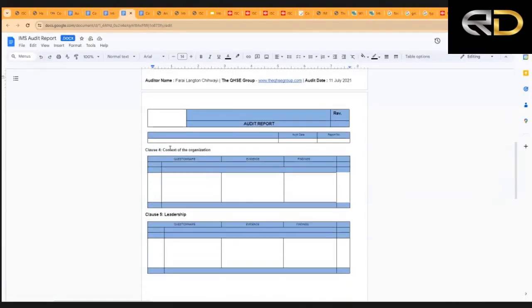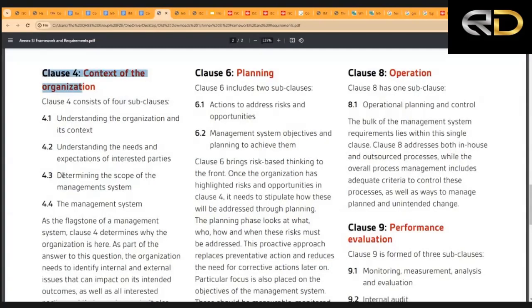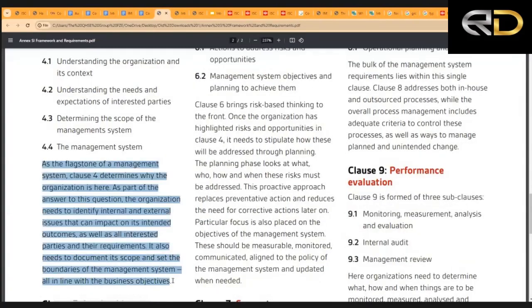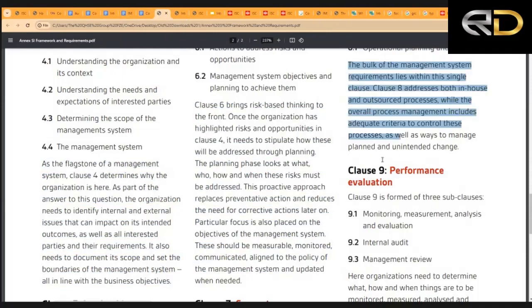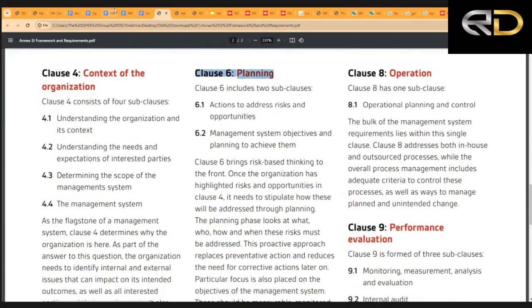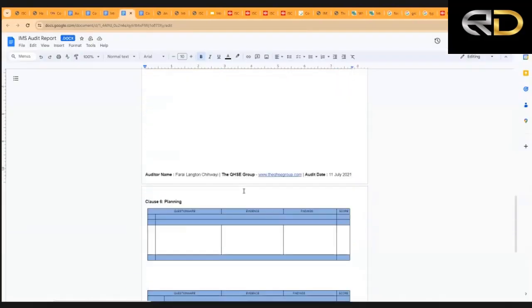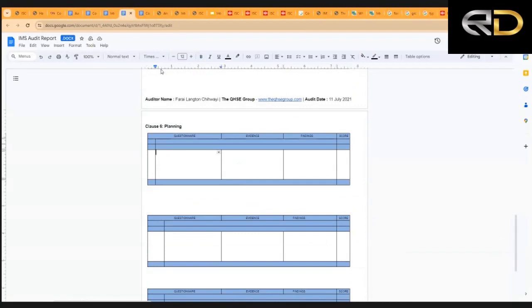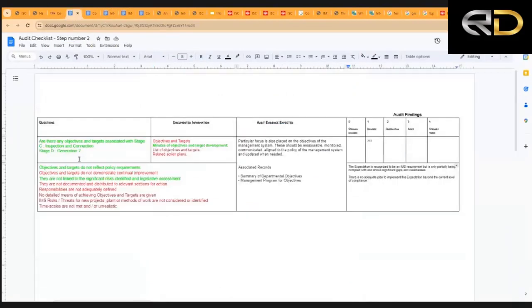After that, you have to start reporting. As you can see, there's clause number 4 here. You now have to report the evidence. You answer here whether there is conformity or non-conformity to these goal setting requirements. Since I used clause number 6 as the example, that is what I'm going to give you here. So you go to clause number 6, and then you go to your IMS audit, and I'm going to select this audit question.